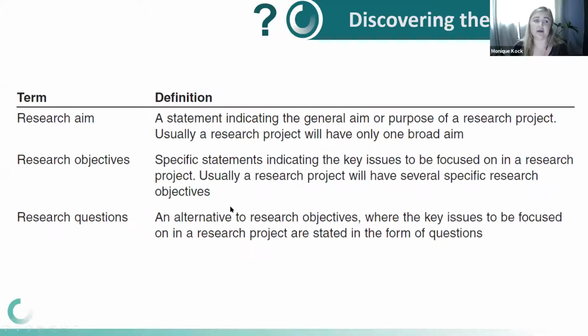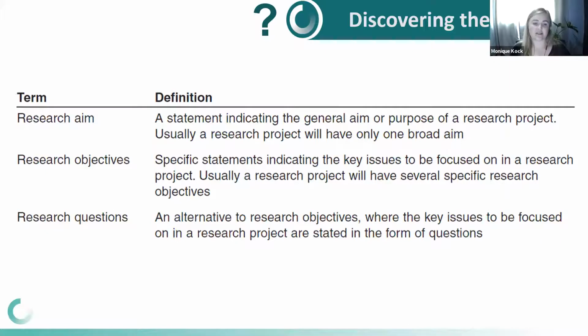So what we need to do is think about what are the research aims, what are the objectives, and what are the research questions before even considering the title of your proposal. So research aim, I'm just quickly going through the definition of it. Research aim is a statement indicating the general aim or purpose of the research project. Research objectives are usually specific statements that indicate the key issues, the focus of the research project.